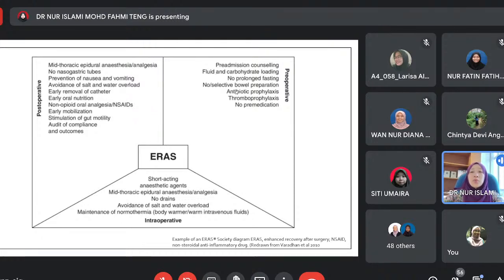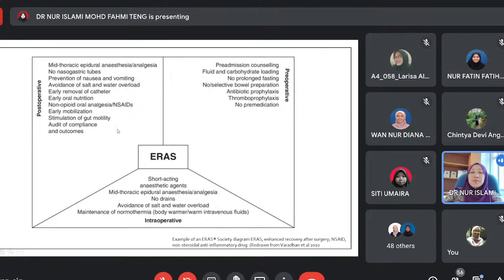And no prolonged fasting, which means that 6 hours prior to the surgery, patient can eat a solid, but this is still depends on the patient. Jadi kita tak boleh buat benda ni lah. This is actually recommended by the surgeon lah. Tapi this is the principle of the ERAS, the pre-operative. No selective bowel preparation, antibiotic prophylaxis, thrombophilaxis, and also no medication, no pre-medication. This is the protocol pre-operative. And then the intraoperative, this is the intraoperative.